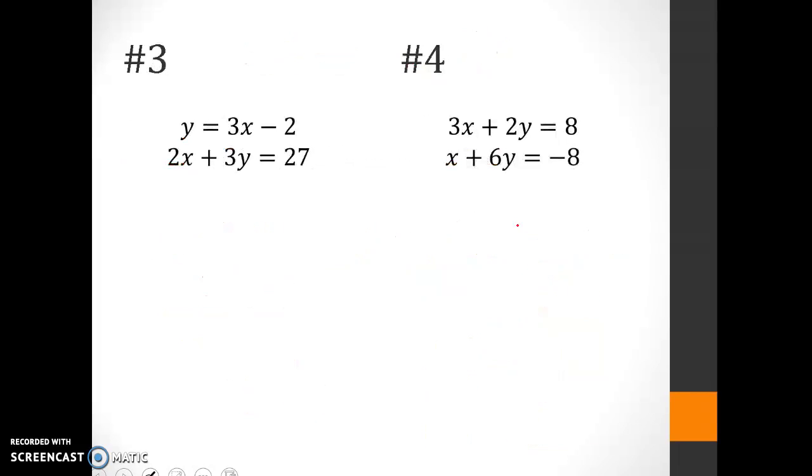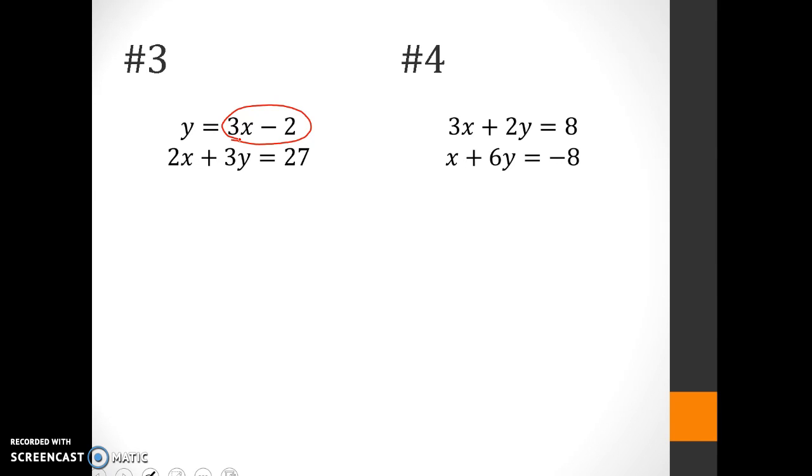Let's move on and take a look at these two examples. We have two examples here that we can solve using any method. You can pick any method that you want, but for number 3, because I have y equals, I'm going to use substitution. And when I go to number 4, I'm probably going to use elimination because they're both in standard form and I don't have an x equals something. So try solving 3 and 4, and then we will continue with this video.